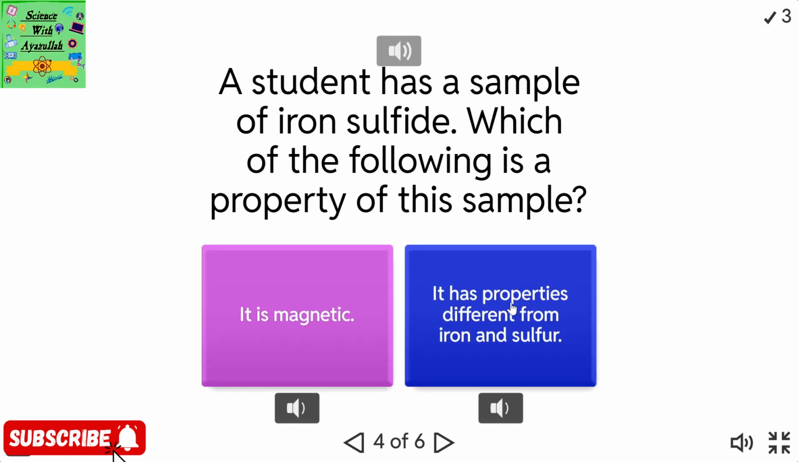A student has a sample of iron sulfide. Which of the following is a property of this sample? It is magnetic. It has properties different from iron and sulfur.